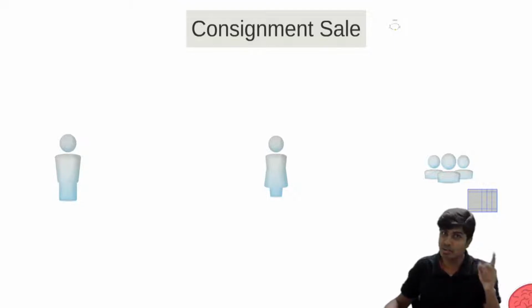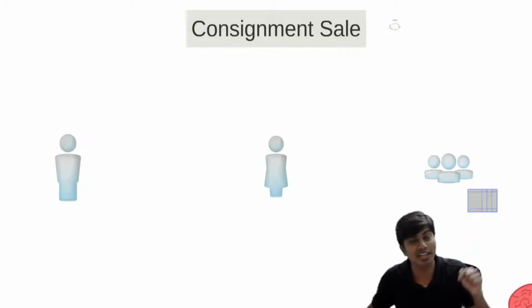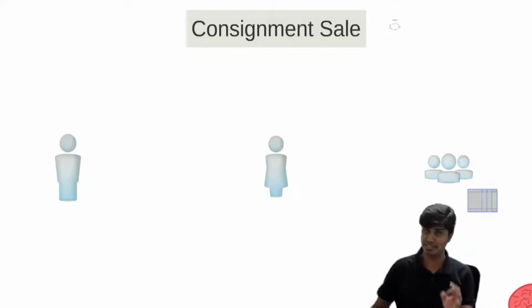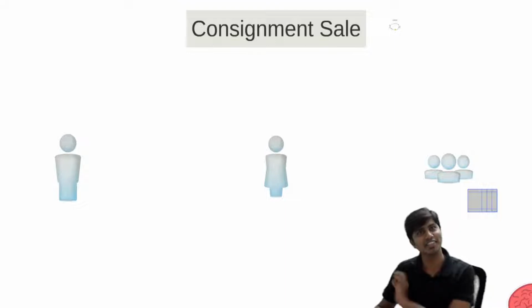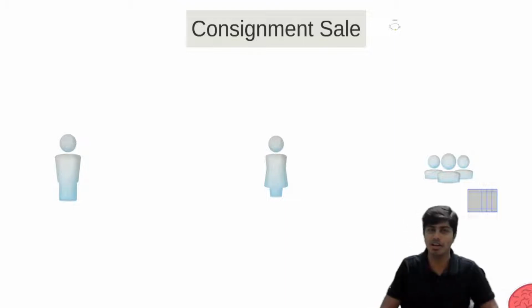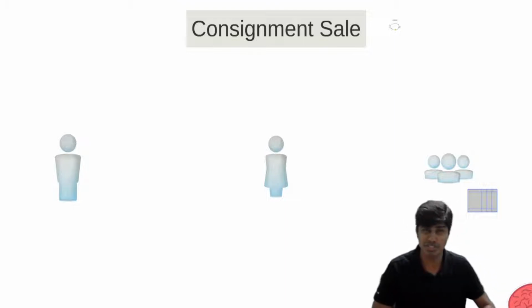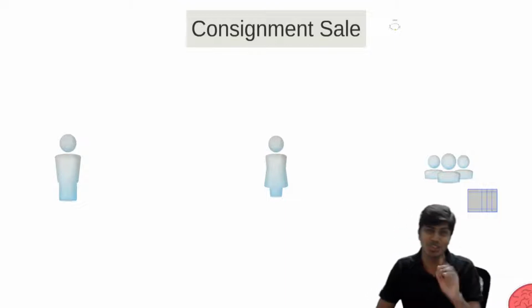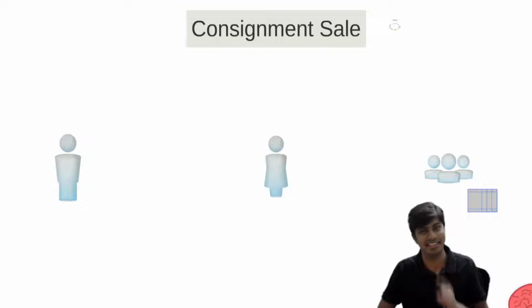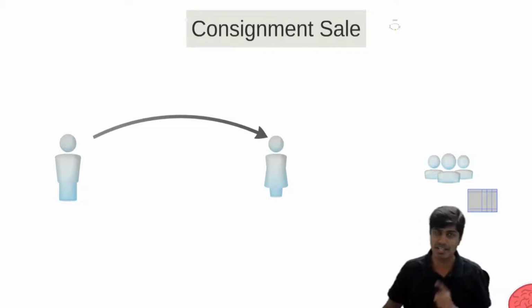The one who's sending the goods is called the consignor, and the one who's buying the goods is a customer. The person who comes in between is the consignee, the one who's receiving the goods, spelled with two E's. The one who receives the goods will have the double E in the name. The one sending the goods is a consignor.